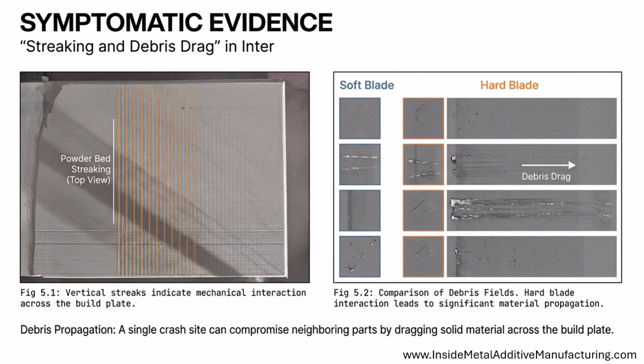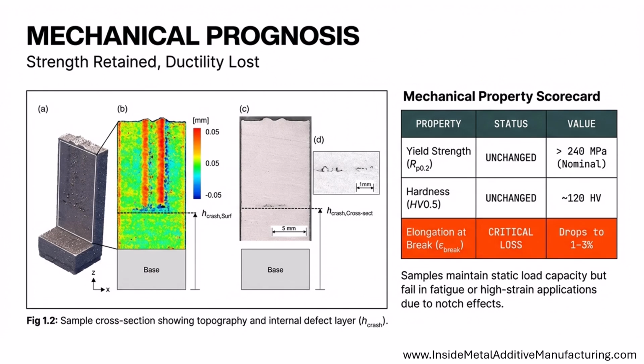Visual evidence on the powder bed, such as streaking and debris drag, confirms these interactions. While soft blades might leave minor vertical streaks, hard blade collisions cause significant material propagation across the plate. A single crash site can actually compromise neighboring parts by dragging solid debris into their build paths.